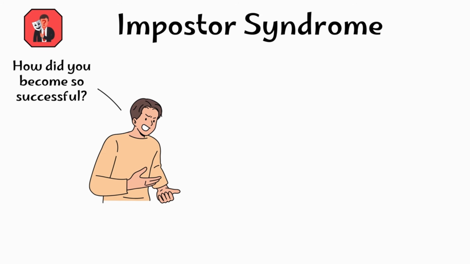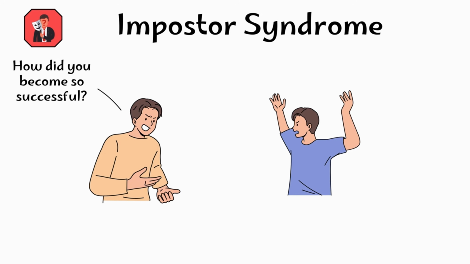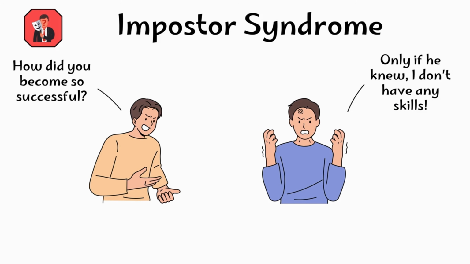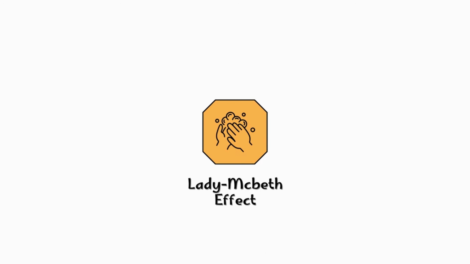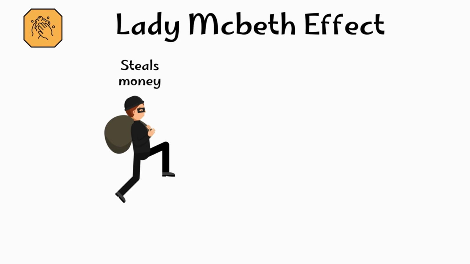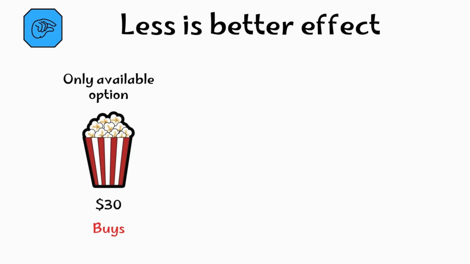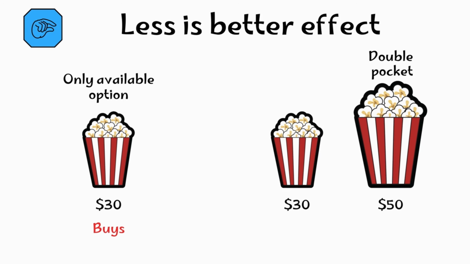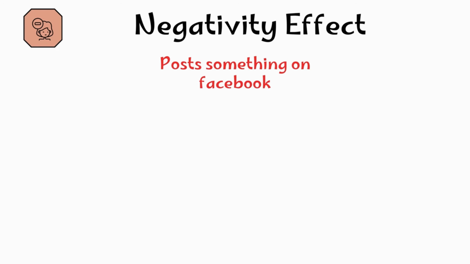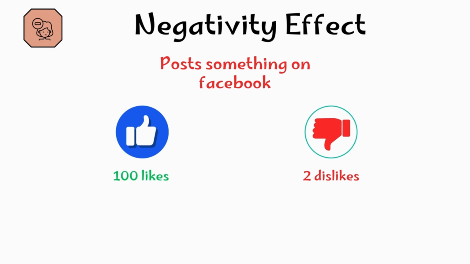Despite evidence of their achievements, people experiencing imposter syndrome doubt their skills and fear being exposed as frauds. Lady Macbeth effect. After doing something morally wrong, people often feel a compulsion to cleanse themselves physically, symbolizing a desire to clear their conscience. Less is better effect. People often prefer a smaller option when it's judged alone, but this preference changes when it's compared with a larger alternative. Negativity effect. Negative events or information impact us more deeply than positive or neutral ones of the same intensity.